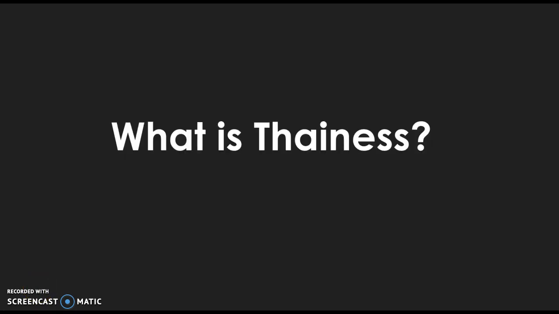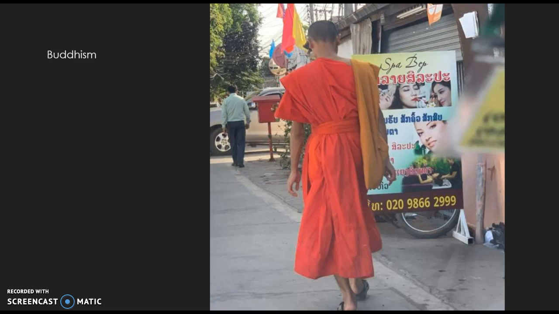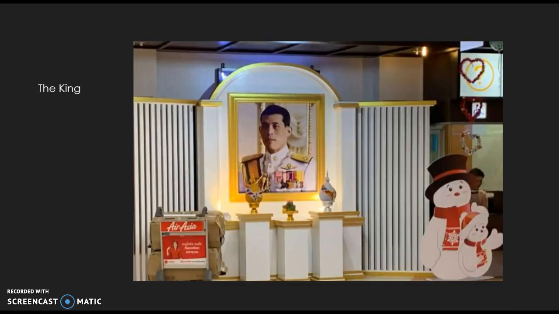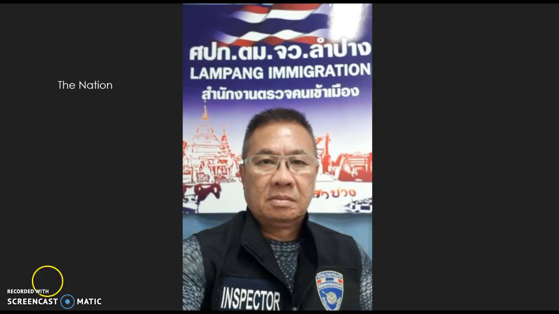So I thought, well, what is Thainess? Well, definitely it is Buddhism, so religion permeates culture. The king, of course, rules the country. The nation, which, by the way, this is a close friend of mine, and he's in the police, and I thought it was hilarious how hard he looks on this police poster.